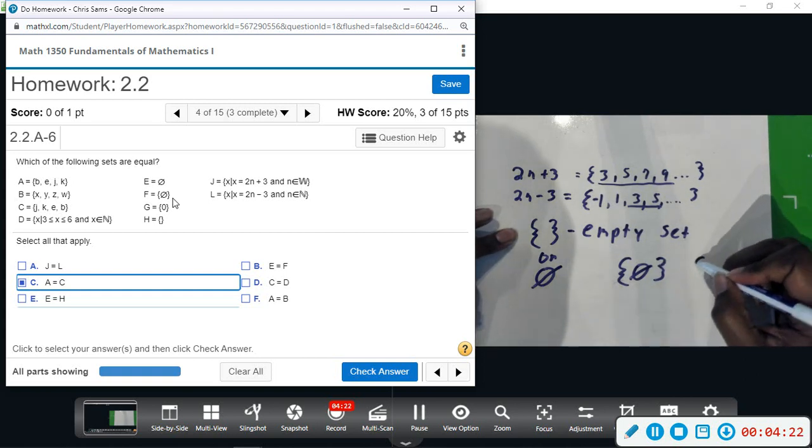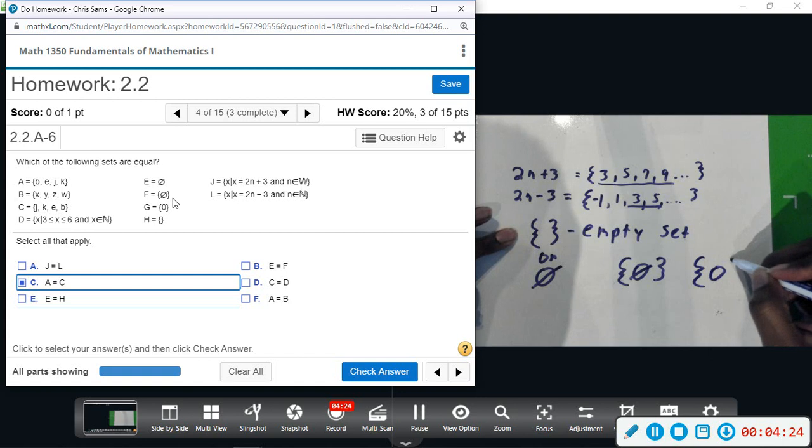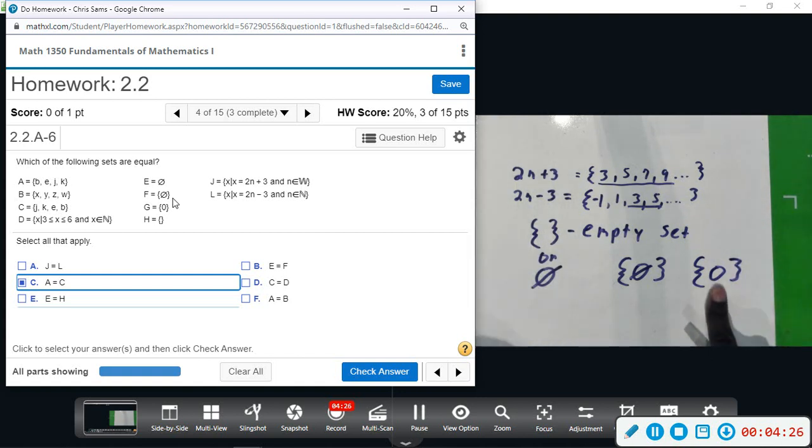Furthermore, you cannot say, okay, 0, because 0 is also an element. So this set has the number 0 in it. So either this or this is empty set. And we do have two matching symbols, E, empty set, and H. So these two are equal, and it looks like nothing else will match up.